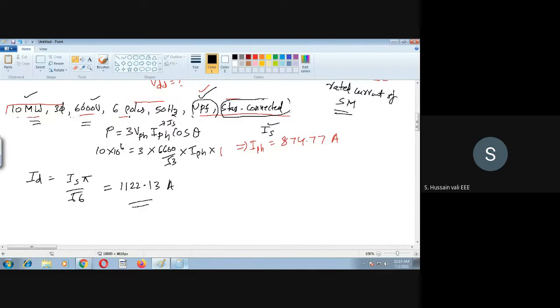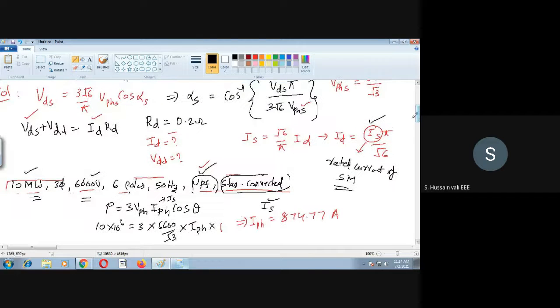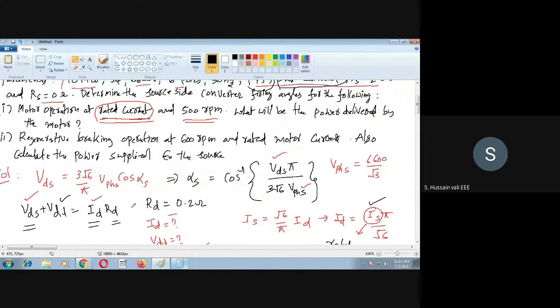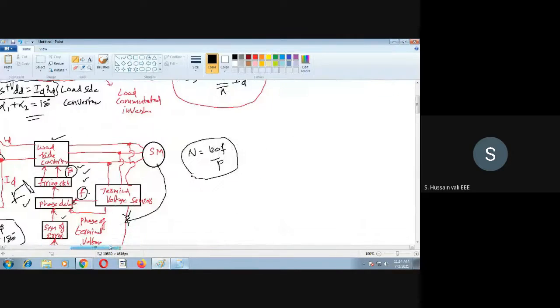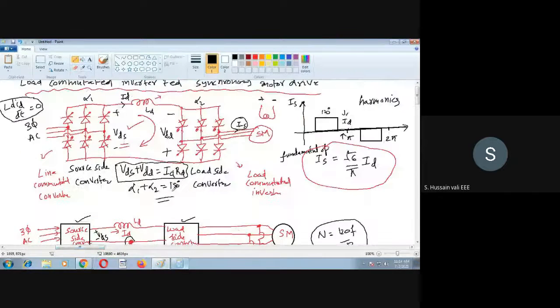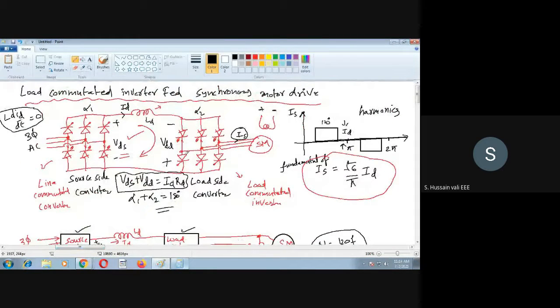So we got ID. Now what else do we require? Please see this now. We require ID. We know already RD. We want to find out VDS. That is the job here. So what is left now? VDL is left now. How to find out VDL, and where is VDL first of all? Here you have the VDL. So how to find out VDL?